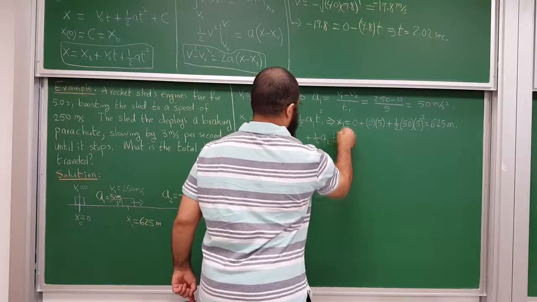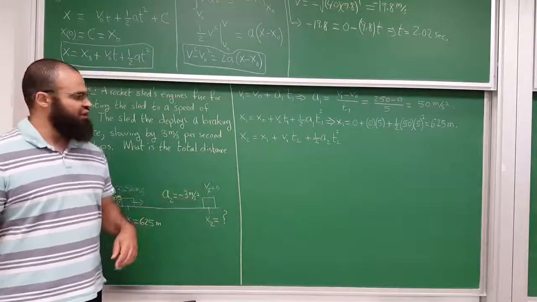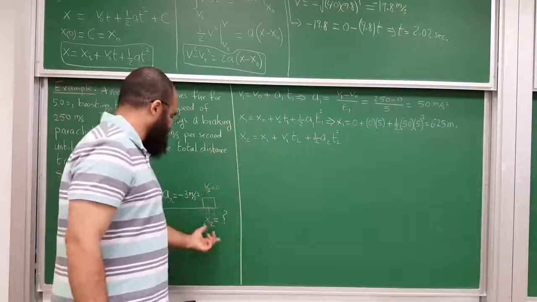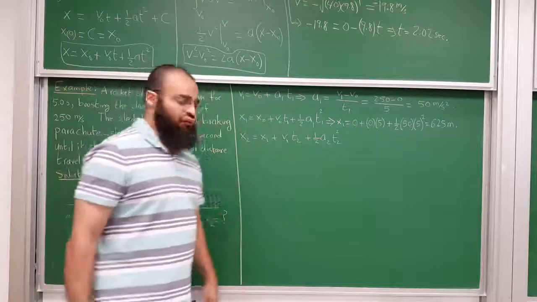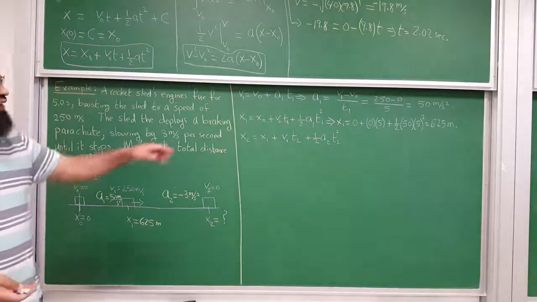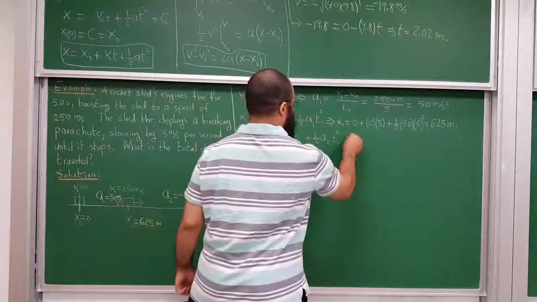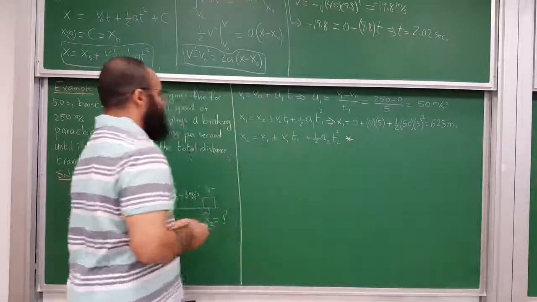a2 t2 squared. But the problem is, to use this, I have two unknowns. I don't know what x2 is, and I don't know how long it will take it to stop. So I better find the time first. See what happens. I got stuck, but that's fine. I will just leave this equation here with a star next to it. Let me try something else.